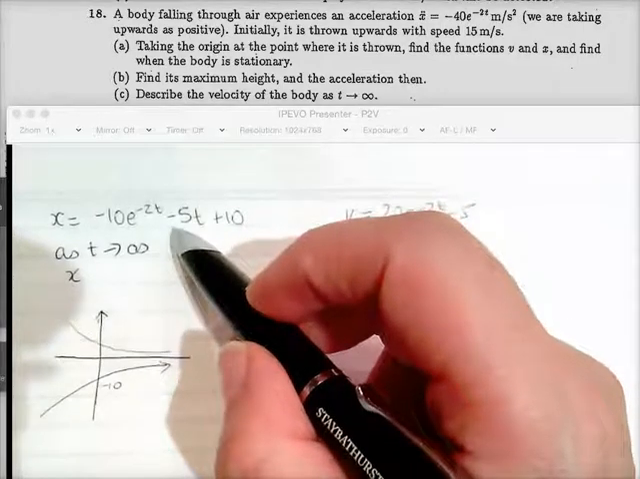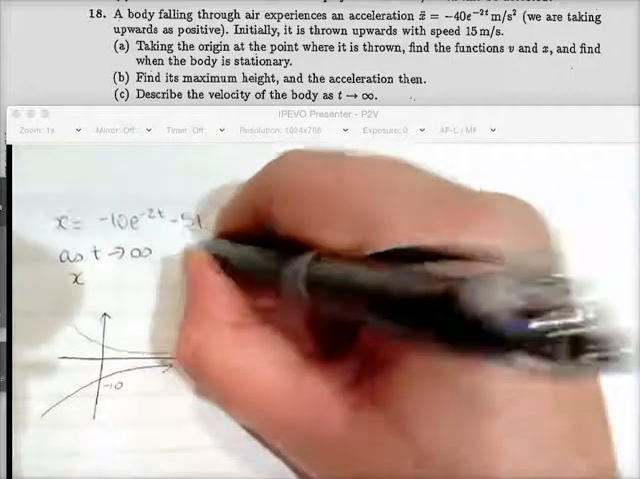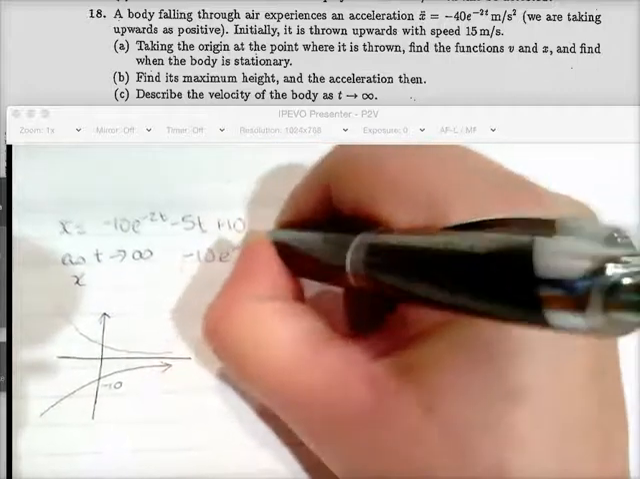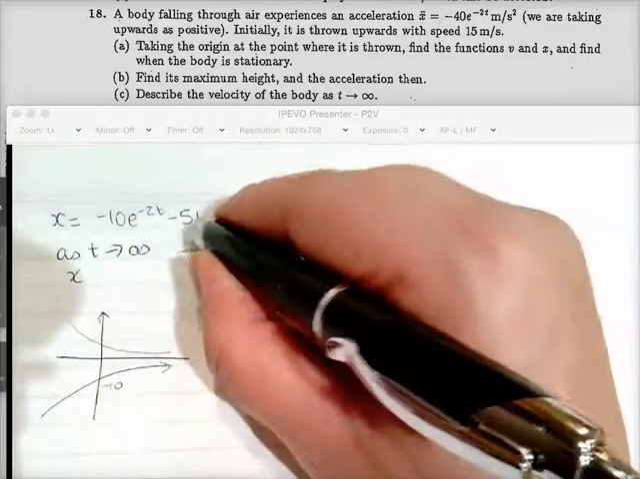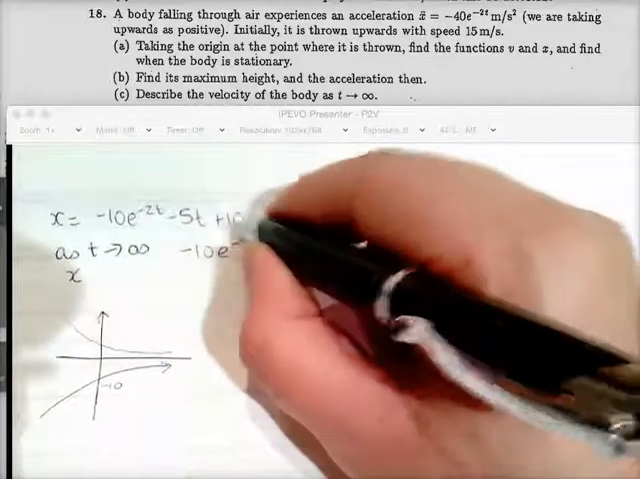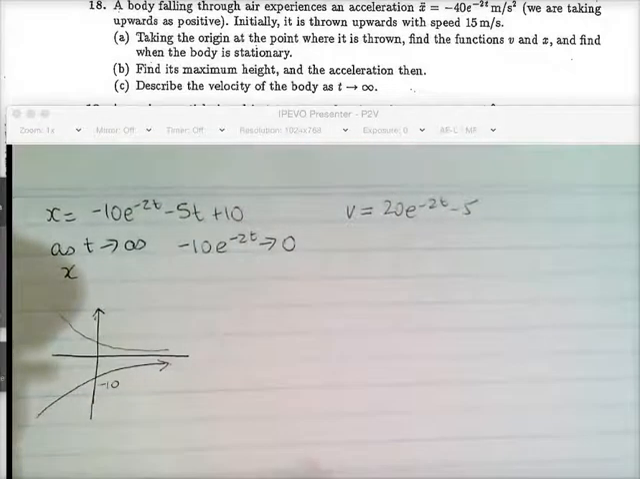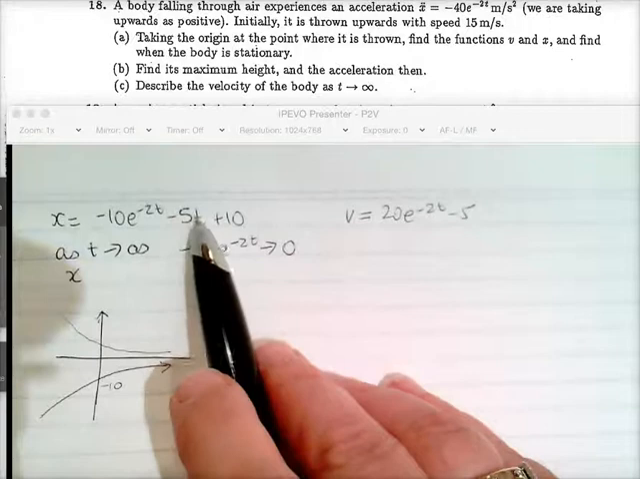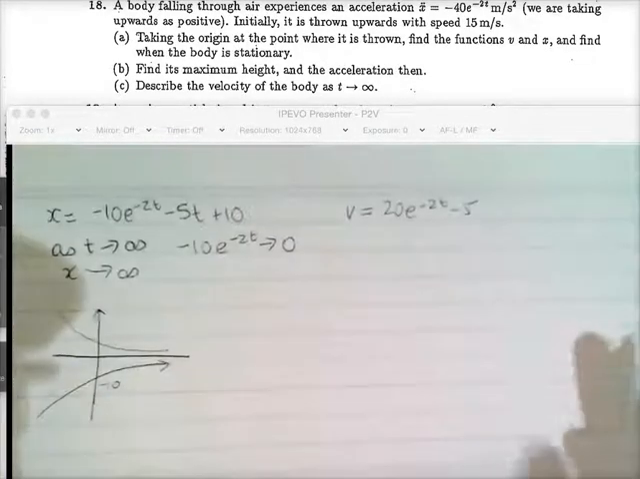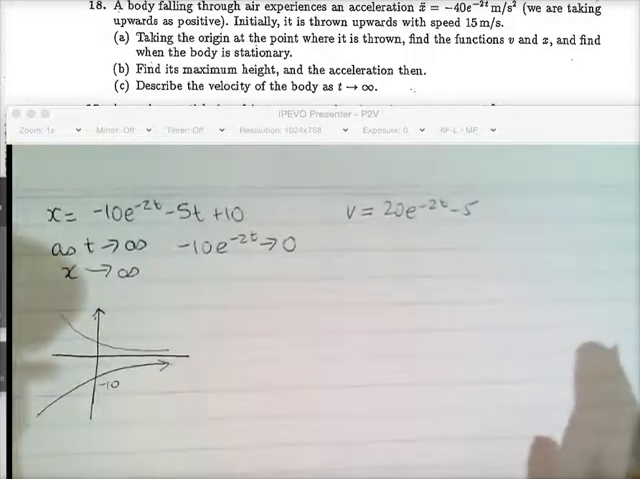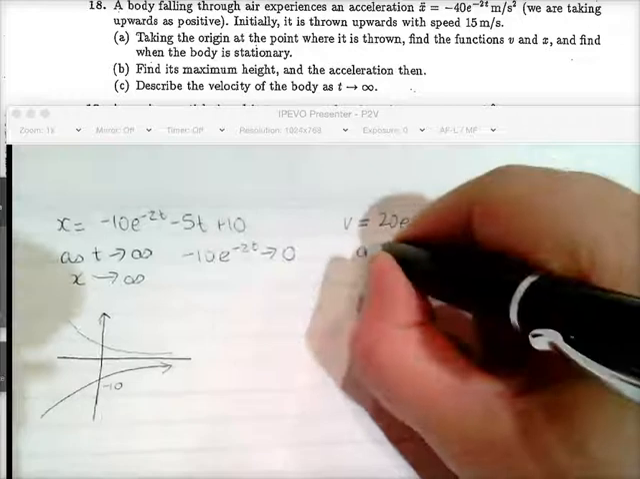Actually, the whole thing won't approach 0. So as t approaches infinity, negative 10e to the negative 2t approaches 0, and the negative 5t approaches infinity. So therefore, as t approaches infinity, this bit will approach 0, and this bit is approaching infinity as well, so x would approach infinity. But actually the question doesn't ask that, sorry about that. It says to describe the velocity as t approaches infinity, so we need to do it over here.